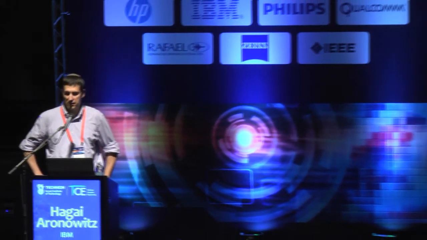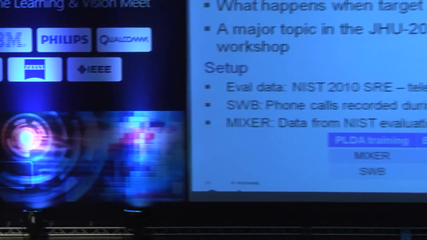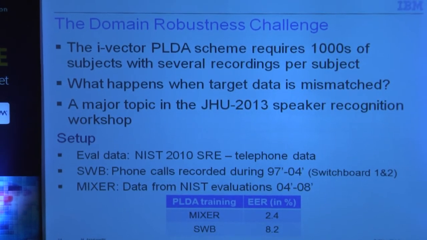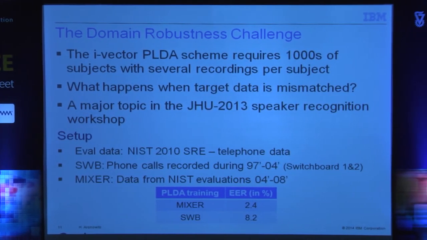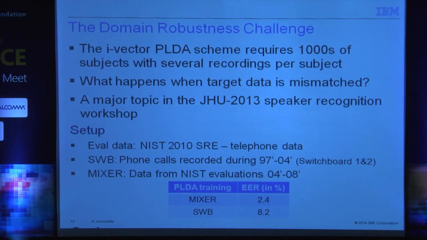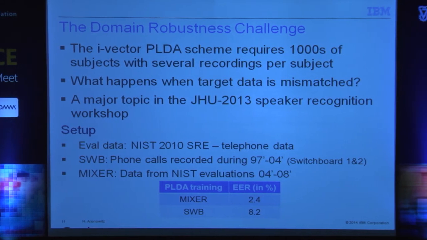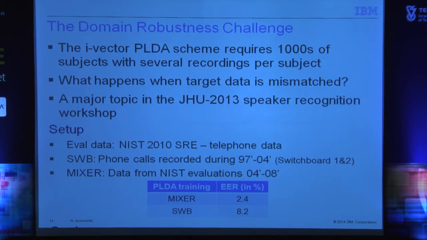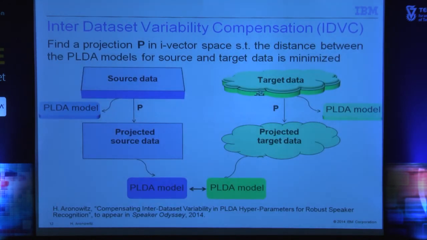Now, it was quite surprising, and this was a starting point for the workshop, that if we train the system on the recent data Mixer, we get an equal error rate of 2.4. However, if we train the system on the older data Switchboard, we get an equal error rate of 8.2. And this was very surprising because until this workshop, most of the researchers just trained their systems on both of these data sets, just pooled them together and did the training. So no one was really aware of this problem. The mismatch doesn't seem that high between the data sets.